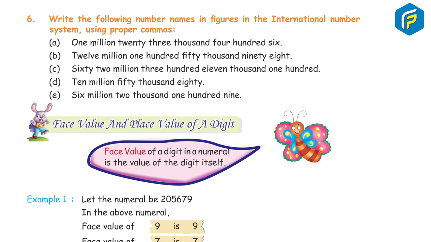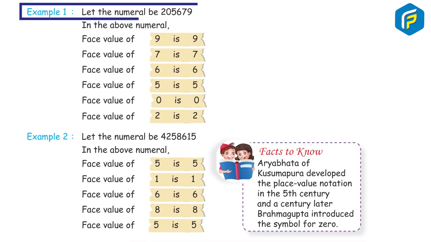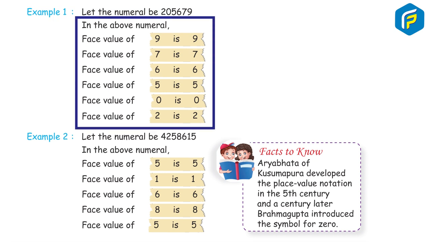Face value and place value of a digit. Face value of a digit in a numeral is the value of the digit itself. Example 1. Let the numeral be 2,05,679. In the above numeral, face value of 9 is 9, face value of 7 is 7, face value of 6 is 6, face value of 5 is 5, face value of 0 is 0, face value of 2 is 2.